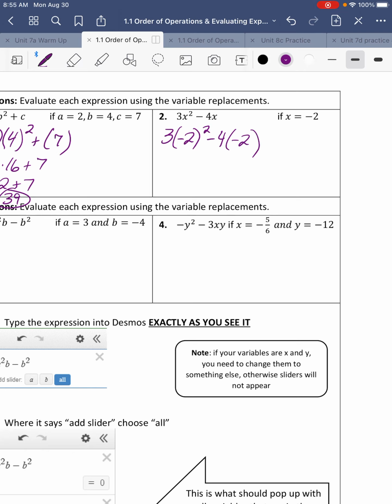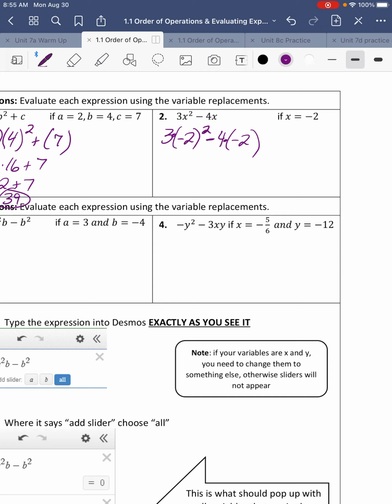Number 2, we have 3 plus, substitute in x, negative 2 squared minus 4 times negative 2. Always put parentheses around when you substitute. Look at what operations we have. A multiplication, we have an exponent, we have subtraction, we have multiplication. There are all of our operations. So we have parentheses, but inside the parentheses is already simplified, so nothing there.